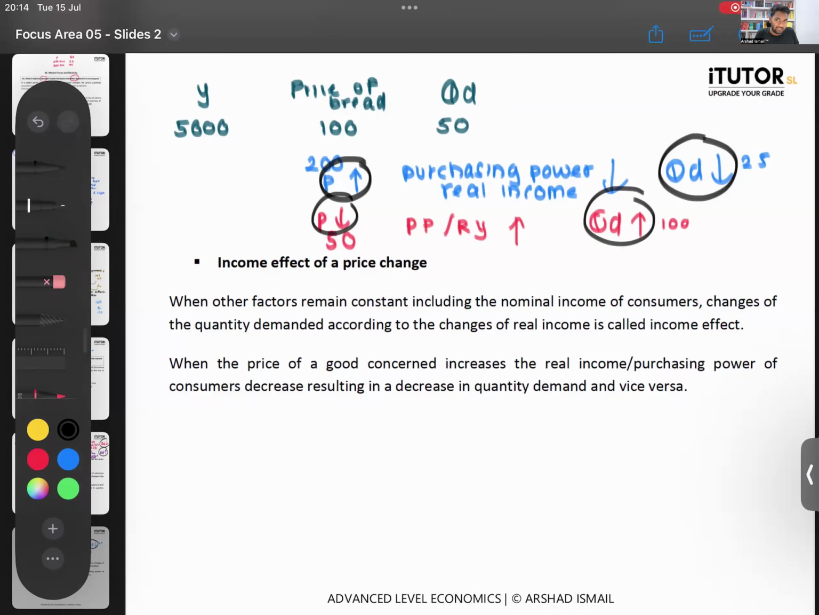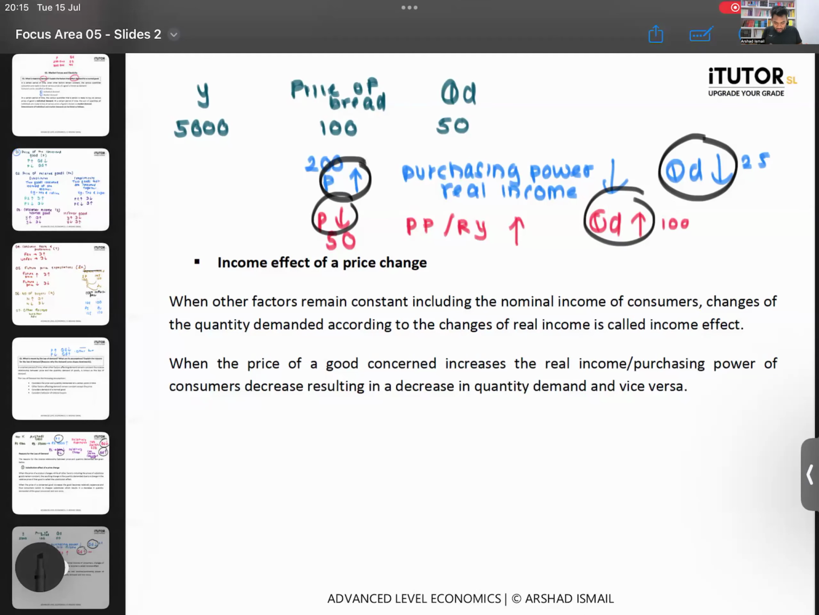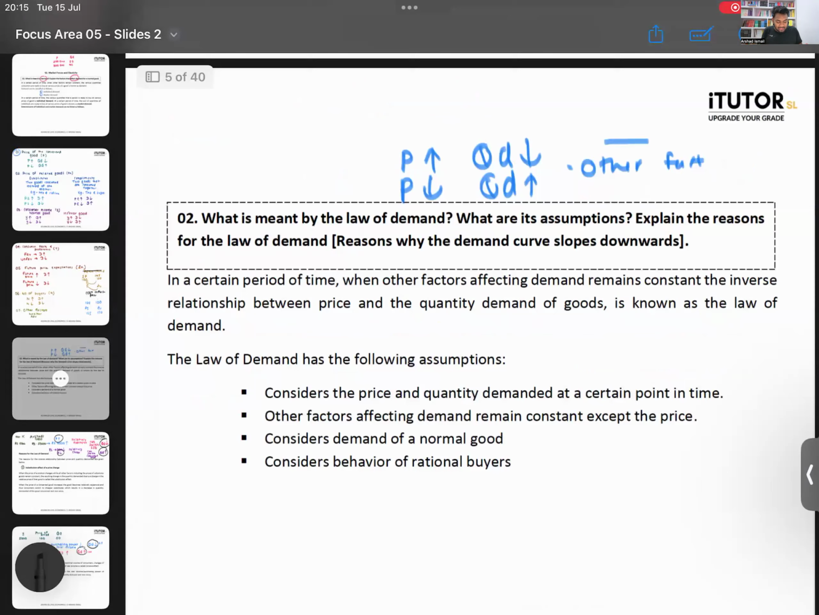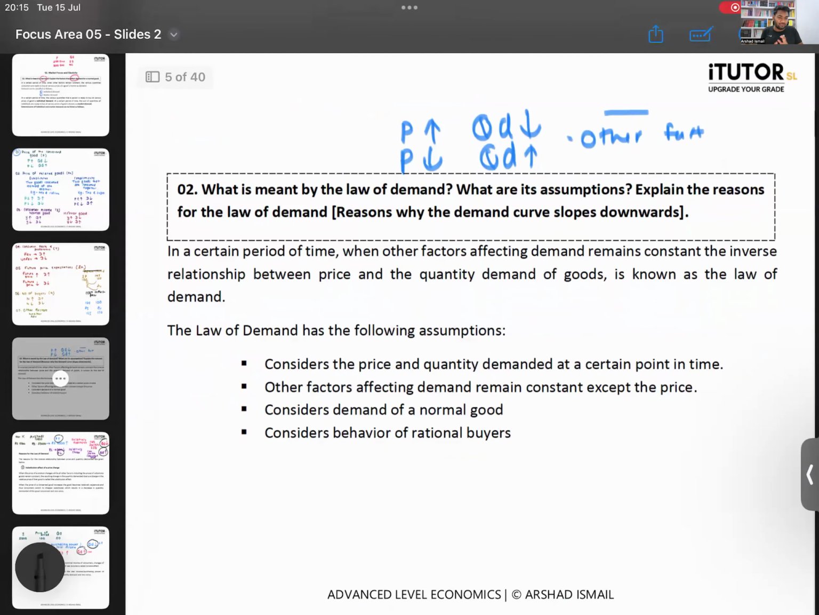Negative and inverse mean the same thing, correct? Okay. That is what you call the income effect. When the price of a good changes, consumers' real income changes. As a result, the QD ends up changing. That is the story there. Now we learned the substitution effect and we learned the income effect. They are the reasons for the law of demand.